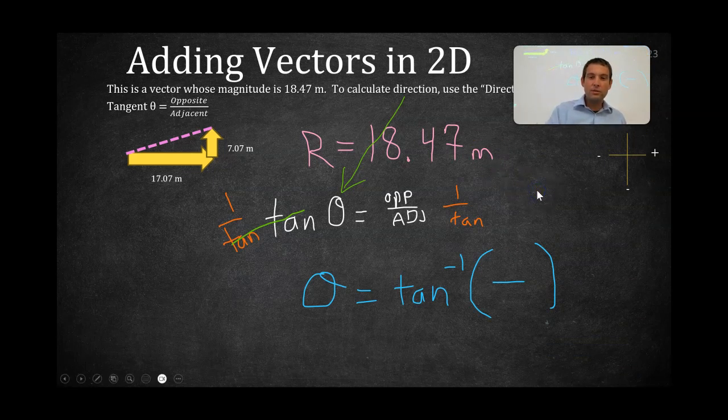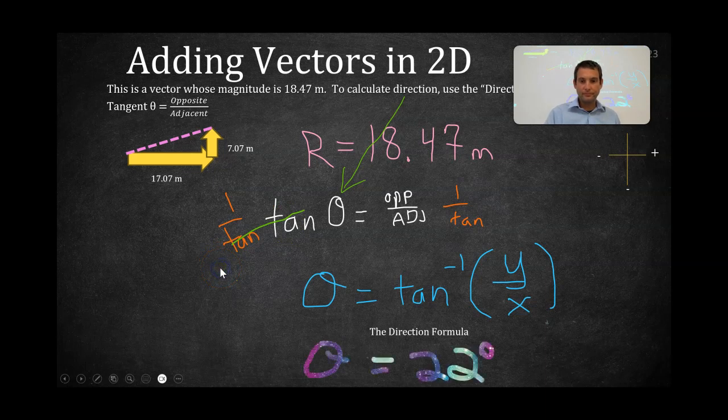And rather than use opposite over adjacent, because my opposite side is my y and my adjacent side is my x, I will use theta equals the inverse tangent, arctangent, of y over x. This is called the direction formula. When I plug all of that into the calculator in degrees, I should get about 22 degrees.